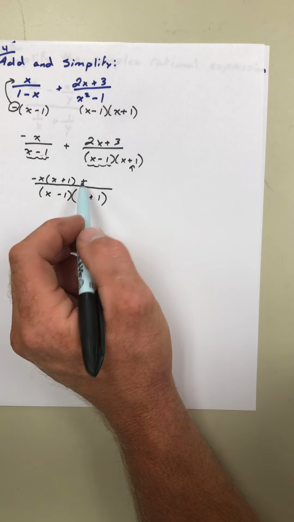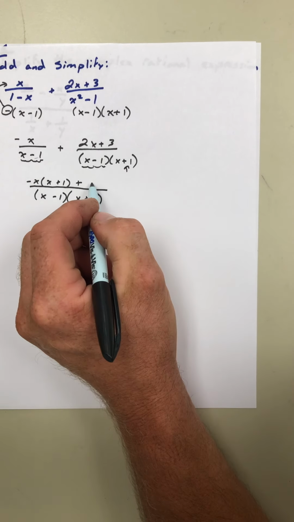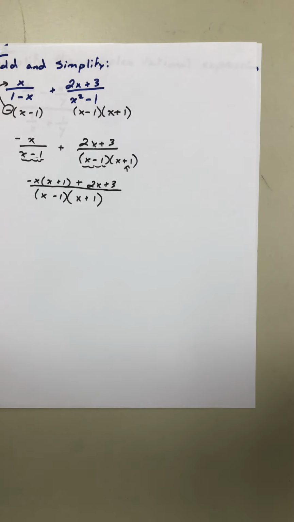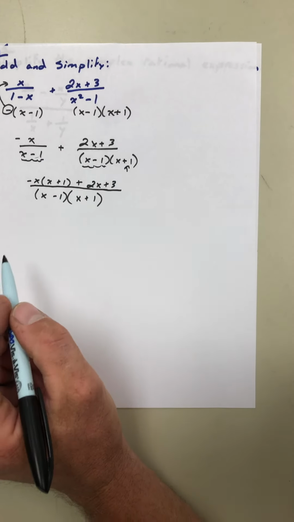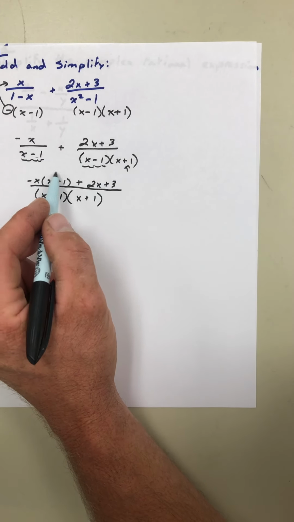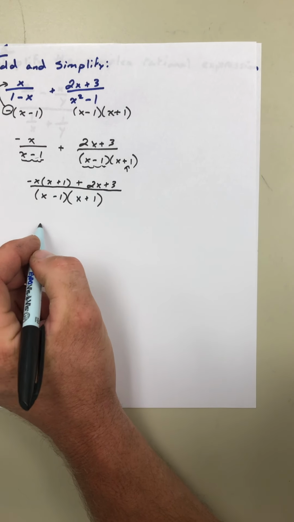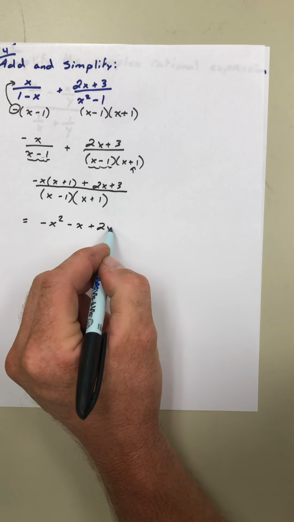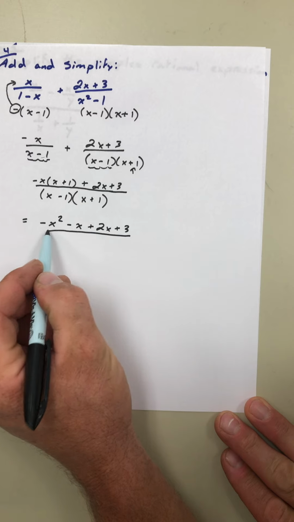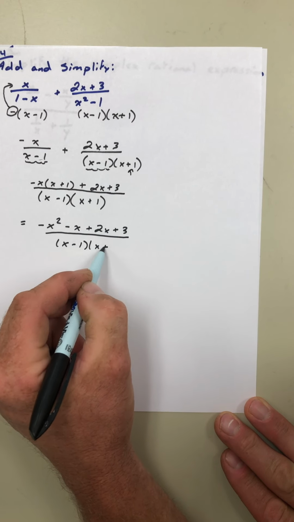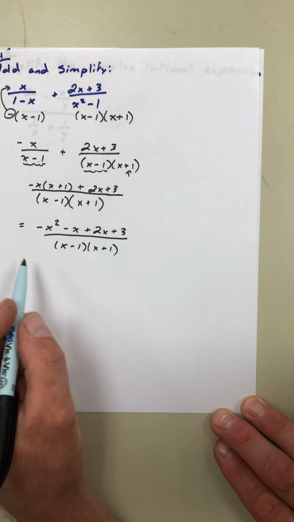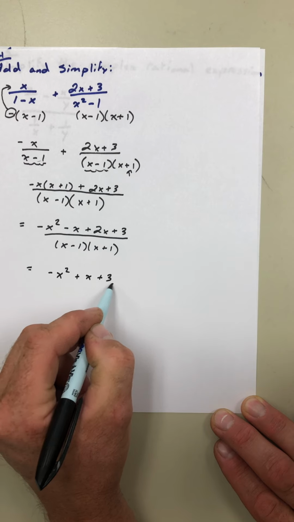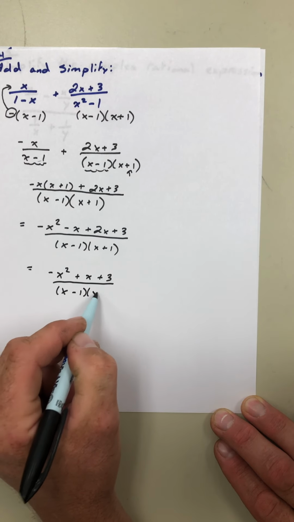Over here, I have x minus 1 and x plus 1. That's what I want in my denominator. So I'm going to leave this numerator alone, since I don't need to multiply it by anything to make it look like that denominator. Now I can go ahead and simplify my numerator. Multiply my -x through, I get -x squared minus x plus 2x plus 3. And again, that's over my common denominator, x minus 1, x plus 1. I can go ahead and simplify inside there, so I get a -x squared plus x plus 3 over x minus 1, x plus 1.